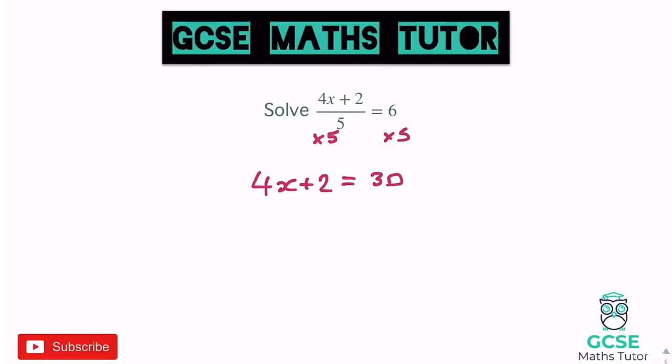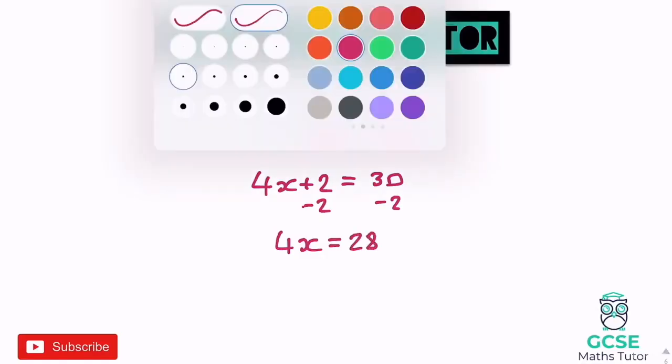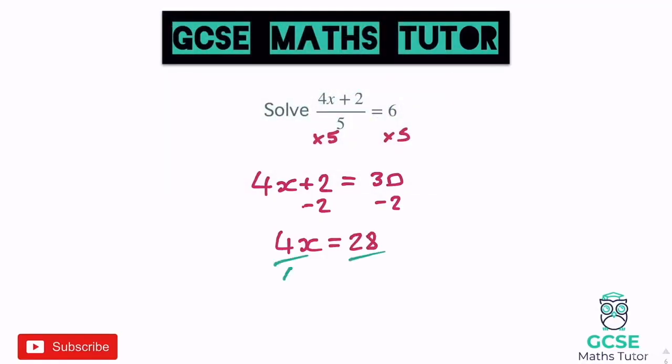So it's a plus 2, so we're going to minus 2. So take away 2 from both sides, and we get 4x equals 28. And then, just like before, dividing it by 4, and that gives us x equals 7. There we go, and there's our final answer.